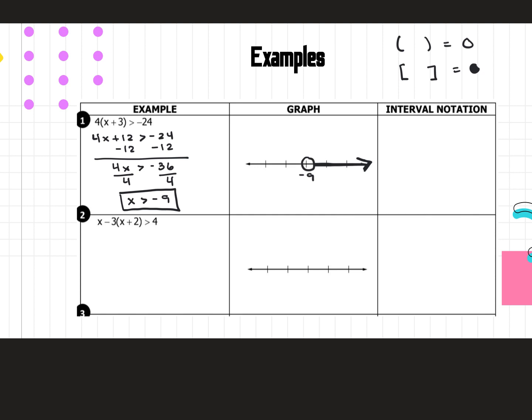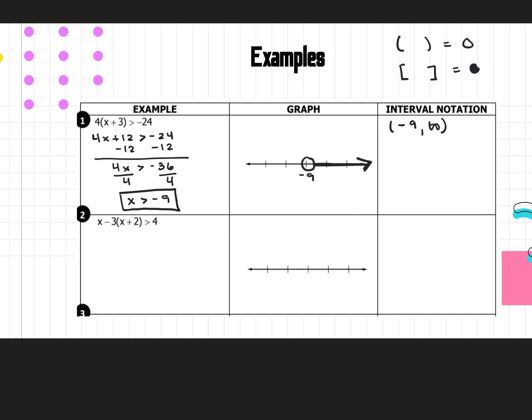All right, so we see here that we have negative 9, which is not included. So we have negative 9, and we're talking about those values that are greater than negative 9. So remember, with inequalities, it's not one set answer. It is a solution set. So we have negative 9 to positive infinity. We're going to use parentheses as well, because infinity does not end the same way.